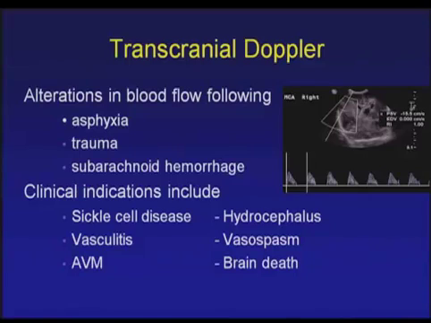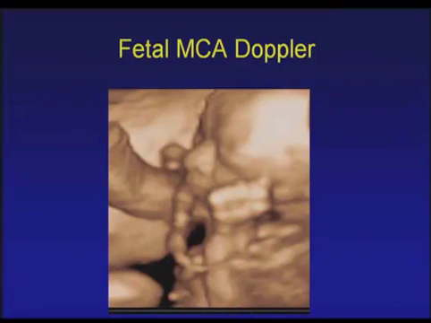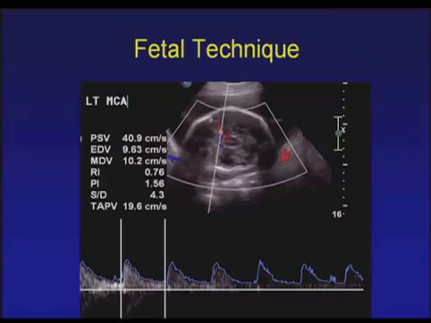Alterations in blood flow occur following asphyxia, trauma, and subarachnoid hemorrhage, and there are many clinical indications, including sickle cell disease, vasculitis, hydrocephalus, vasospasm, AV malformations, and brain death. We'll start first with the fetal applications of transcranial Doppler.